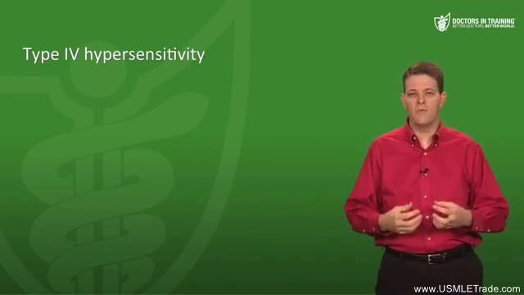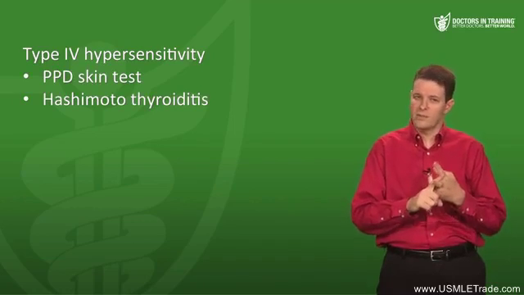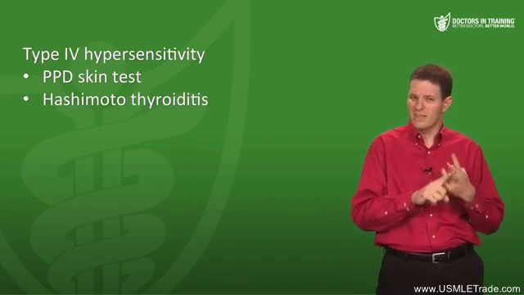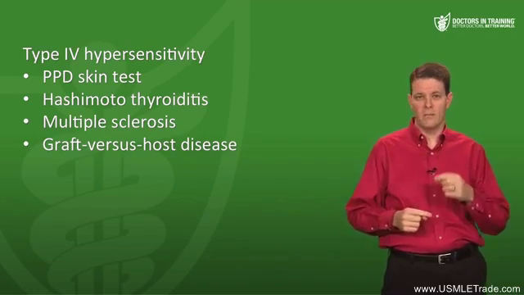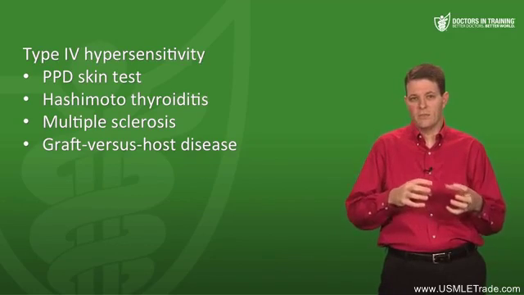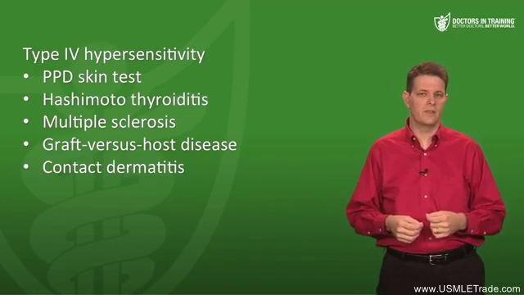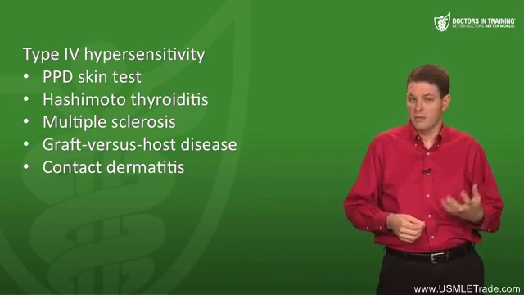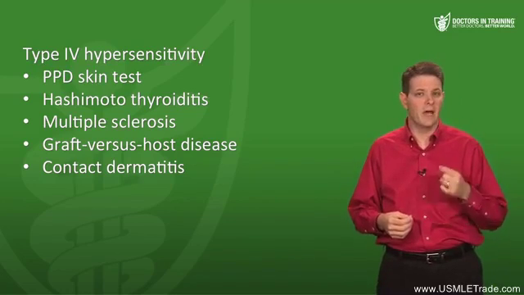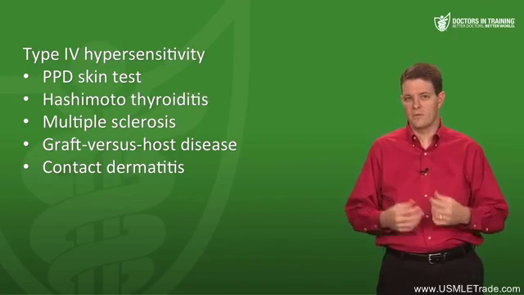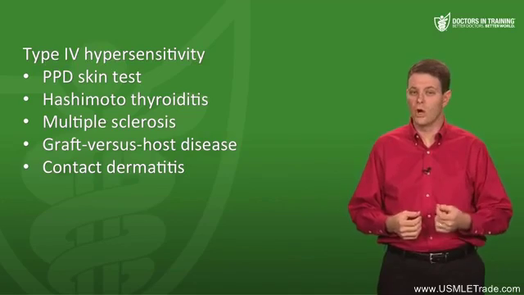So some examples of type 4 hypersensitivity would include the PPD skin test, which we just mentioned, Hashimoto thyroiditis, which does involve several antibodies, but it's primarily T-cell mediated, multiple sclerosis, graft versus host disease, where you have a bone marrow graft, and then the T cells from the donor bone marrow end up attacking the host, and also contact dermatitis, which includes things like poison ivy or poison oak, and some types of latex sensitivity, although latex can also cause a true IgE-mediated allergy, or it could cause a type 4 hypersensitivity. It kind of goes either way. And you can also get contact dermatitis from metals like nickel or cobalt.